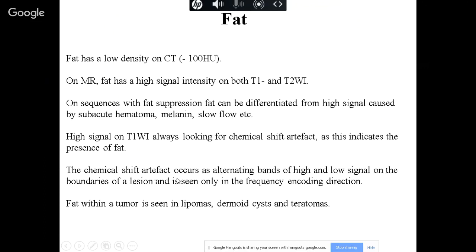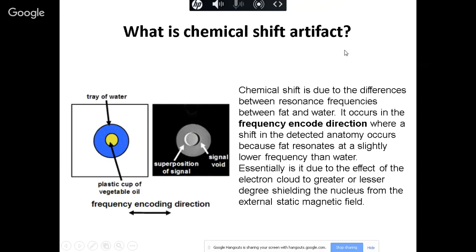So the chemical shift artifact occurs in alternating bending of the high signal and low signal boundary between the fat and the water. Okay? Why is fat important? Because fat usually you will see in lipoma, dermoid, and teratoma. So that's three kinds of tumor you see. So what is the chemical shift artifact?